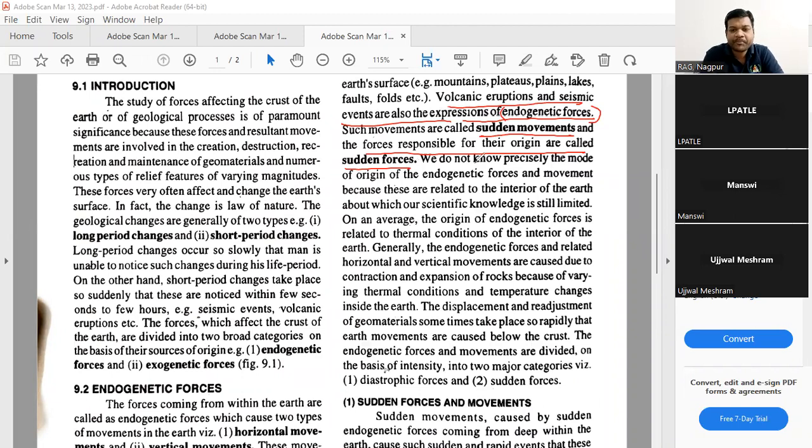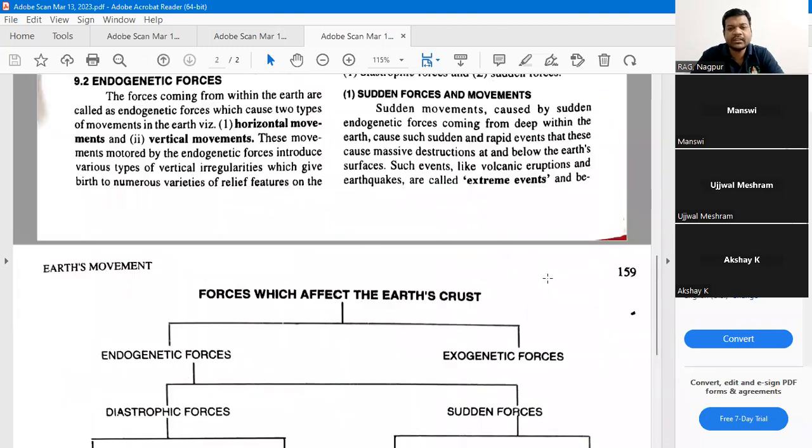We do not know precisely the mode of origin of the endogenetic forces and movements because they are related to the interior of the earth. It is actually impossible to know when these endogenetic forces will work, when an earthquake will strike, and when the seismic waves will strike the earth and destroy everything. So these are called exogenetic and endogenetic processes, or endogenetic and exogenetic forces.